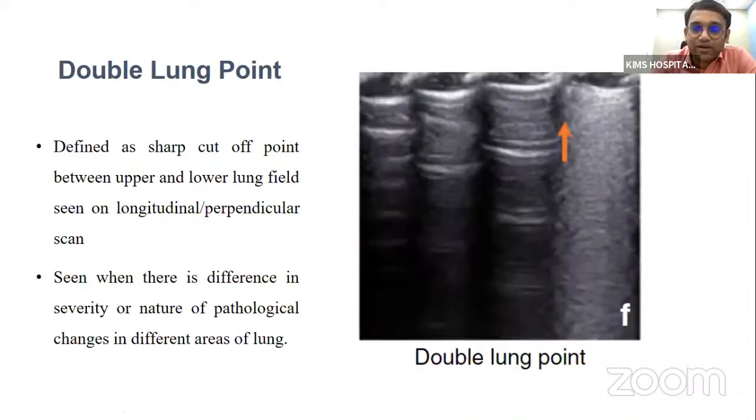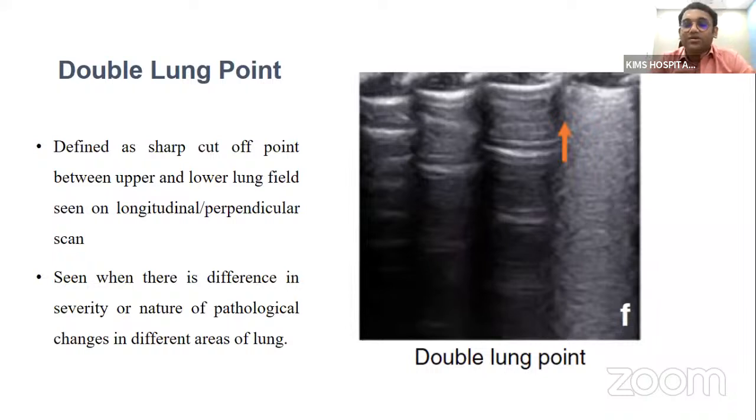Then we have a double lung point. The double lung point is a sharp cutoff point between the upper and the lower field on a perpendicular scan. When you put a probe on a perpendicular plane, the upper part of the lung may have good aeration without any fluid, which appears as normal A lines. And the lower part of the lung may have more fluid, which can be present as confluent B lines. So this sharp cutoff point between the normal lung and the confluent B lines is called a double lung point. The double lung point is usually suggestive of TTN.